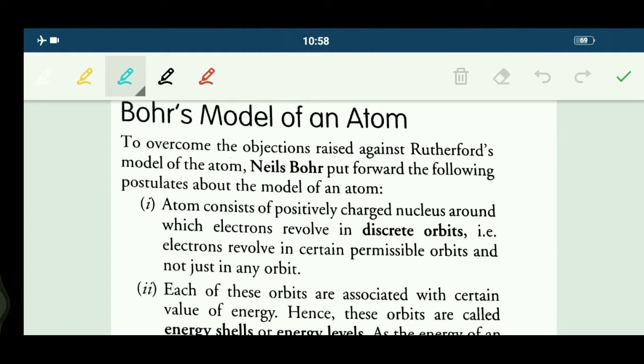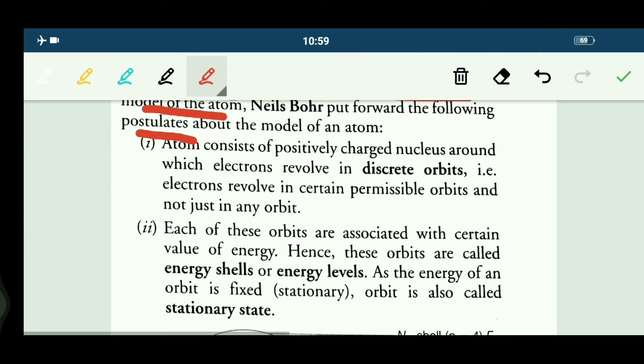So, in today's module, we'll be discussing Bohr's model of an atom. Children, we had already discussed the Thomson model of an atom and Rutherford's model and their drawbacks. Now, the third model that came into existence was Bohr's model of an atom. And why was it discovered? In order to overcome the objections raised against Rutherford's model of the atom, Niels Bohr put forward the following postulates about the model of an atom.